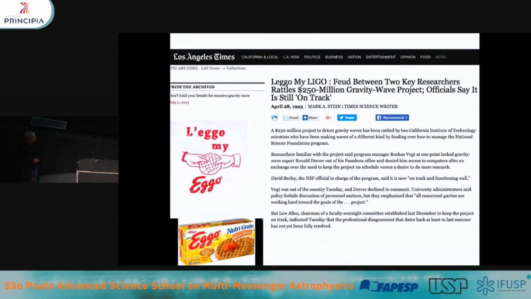But the project was funded. And eventually, the first stage of the project was to build a prototype interferometer. There was a 40-meter interferometer at the Caltech campus. It's still there.